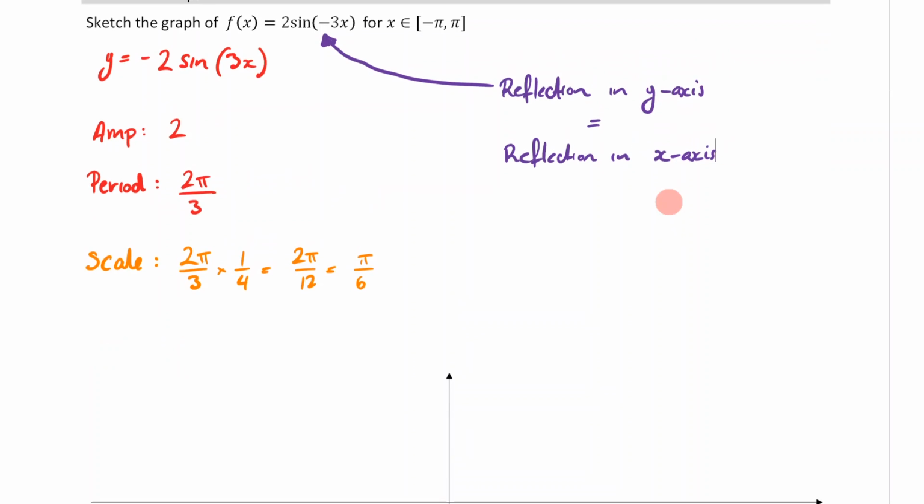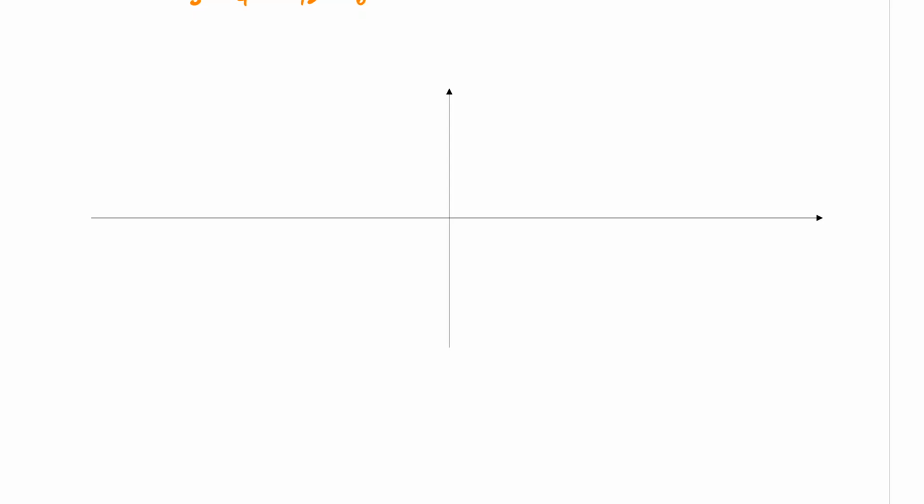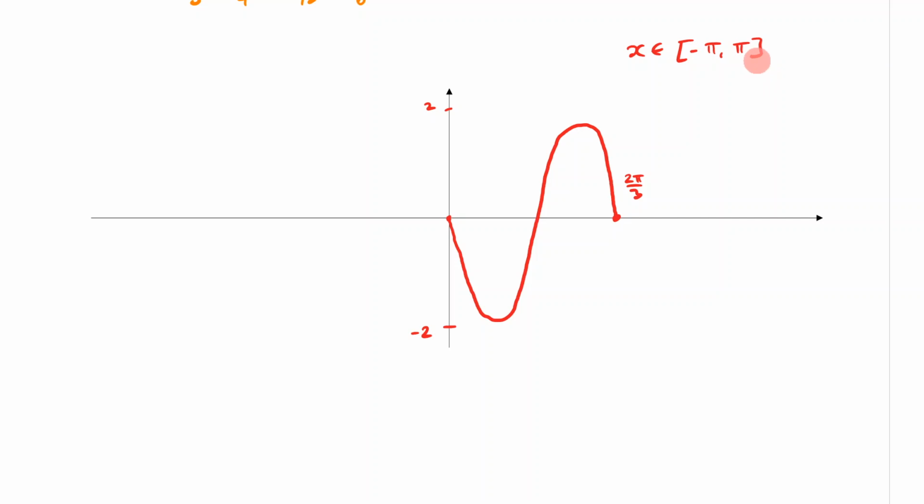All right, so let's come down here and let's see if we can give this thing a sketch. So we're starting here, and it's reflected in the x-axis, so it's going to go down, up, down. Remember, your amplitude was 2, so I'm going 2 down, 2 up. Now remember, our domain was negative pi to pi. So let's just focus on this positive section for the time being. I need to get to pi.